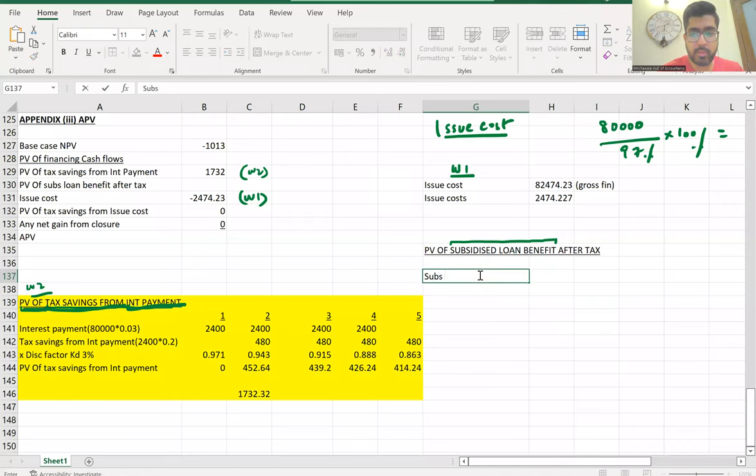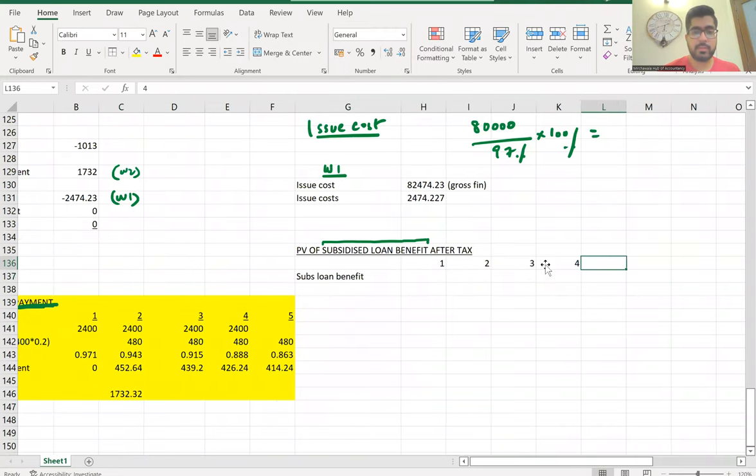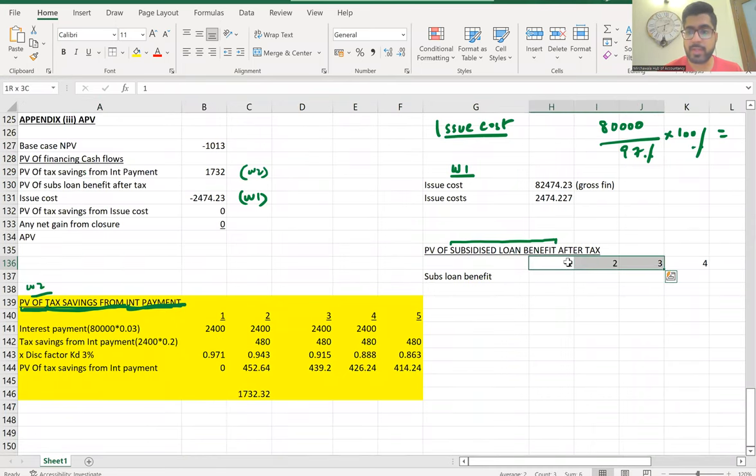Subsidized loan benefit. So, what is the subsidized loan benefit you are getting? Remember, you took a loan of 80,000. You were getting it at 6% normally. Your normal borrowing rate was 6%. But the government subsidized you at 3%. So what was the subsidized loan benefit? You received a benefit of 3%.